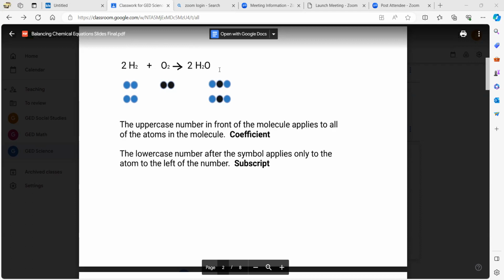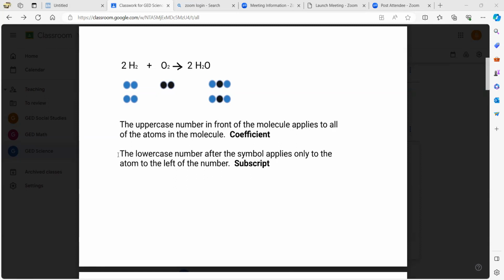All right, so some basic terminology for chemical equations. The big number in front of the molecule applies to all of the atoms in the molecule, and this is called the coefficient. So here, this number 2 applies to all of the atoms in this molecule, the hydrogen and the oxygen atoms. The little number after the symbol applies only to the atom to the left of the number, and this is called the subscript.